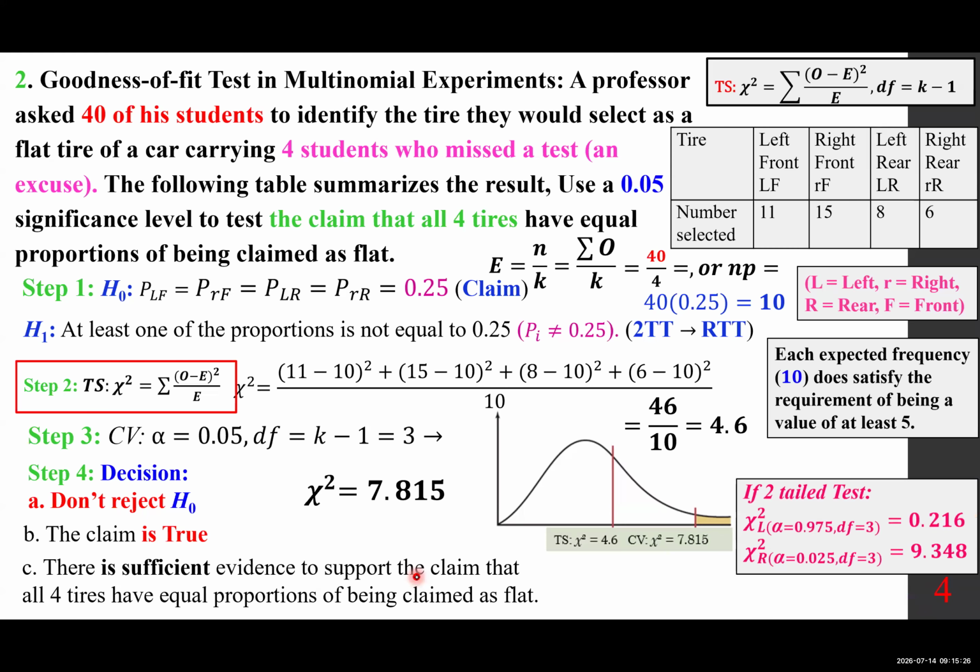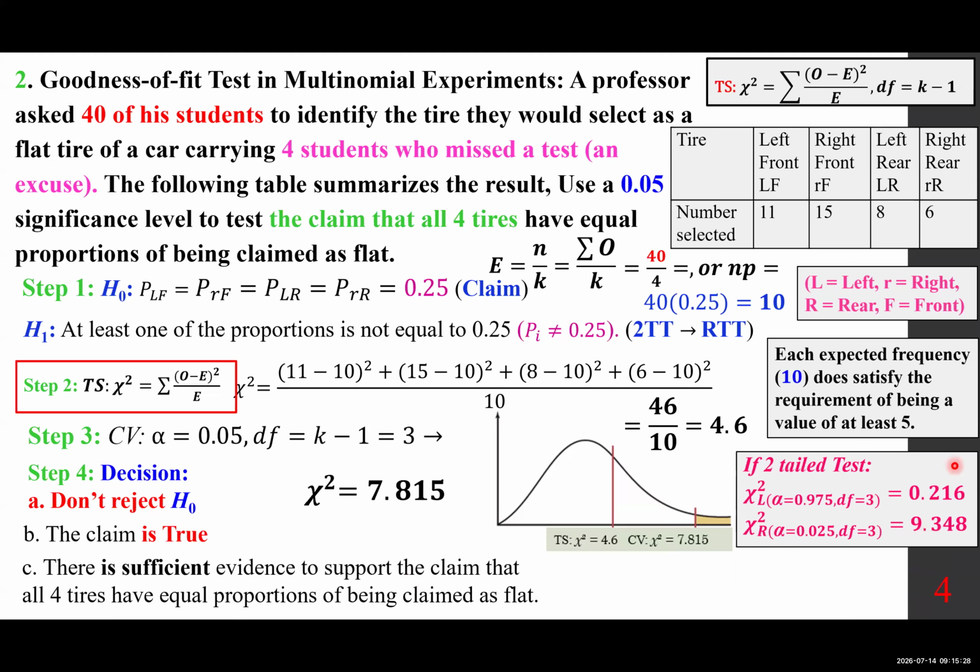And again, if we were to go with the two-tailed test, the same numbers apply for the other one. So this test statistic is in between. You see that? So we get the same result. And it's important to understand the meaning of it. When four students identify the flat tire, it is not likely for all to select the same tire because each tire has the same probability of 0.25.